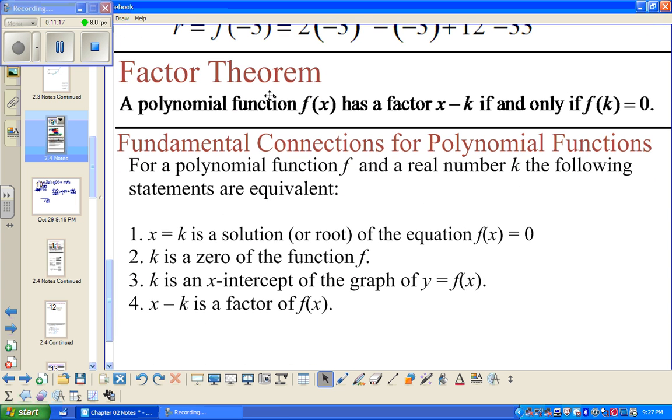The factor theorem. Polynomial function f of x has a factor x minus k if and only if f of k equals 0. So basically what this factor theorem is saying is if you plug in some value k and you get 0 back out, then x minus k is a factor. Or if it has a factor x minus k, then when you divide by x minus k, you will get 0 for a remainder.